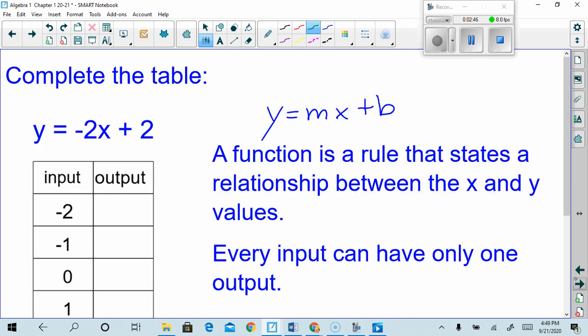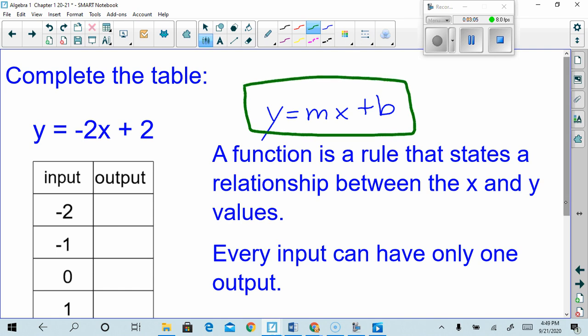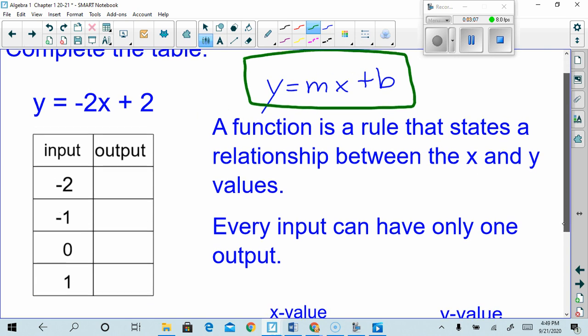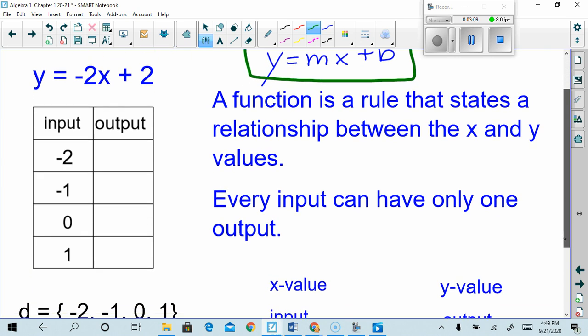On to creating and completing a table. Now again, a function is a rule that states there's a relationship between the input and output, or these x and y values. It's all going to, at some point now, relate to this function, which is y is equal to mx plus b. But we'll get back to that in time. Now, every input can have only one output. That's what makes a relation a function.